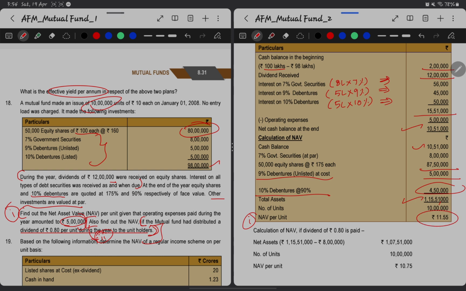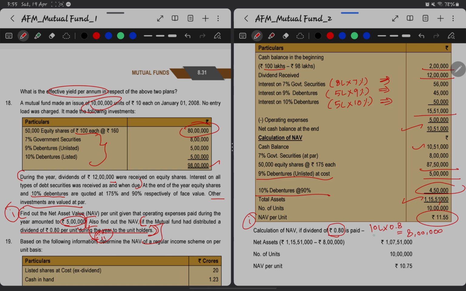Now the second requirement is also find out the NAV if the mutual fund has distributed a dividend of 0.8 per unit during the year to the unit holders. So 0.8 dividend, which will be 10 lakh units multiplied by 10 multiplied by 0.8. Sorry, no, they have given in rupees, it's not in percentage. So 10 lakh units multiplied by 0.8 will be 8 lakhs.